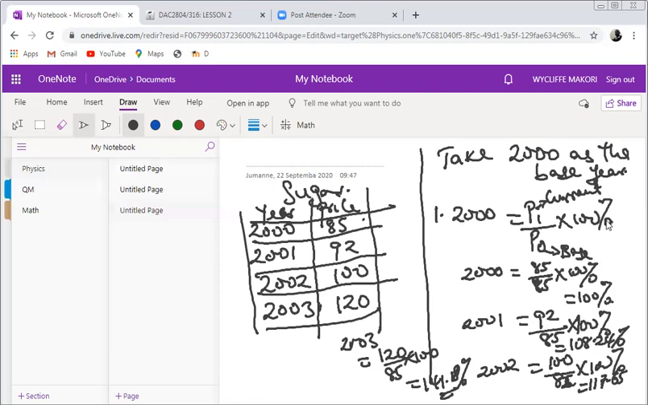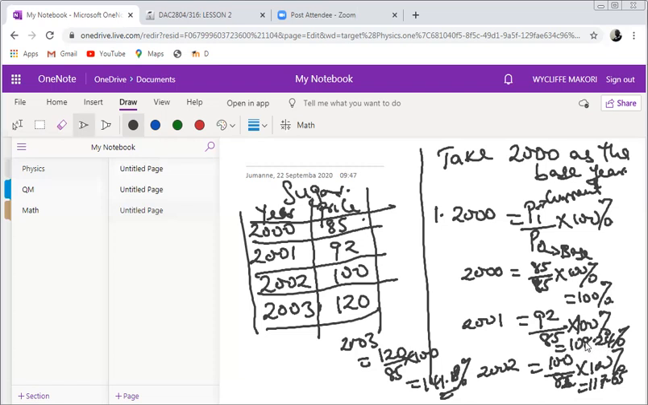For example, in the year 2000, the price index was 100%. When it is 100%, it simply means that there is no change. The price is constant. Because the year 2000 is the same as the base year, we don't expect any change. But when we go to 2001, you find that it has gone to 108.24. It simply means that the price of this particular commodity has gone up by 8.24.